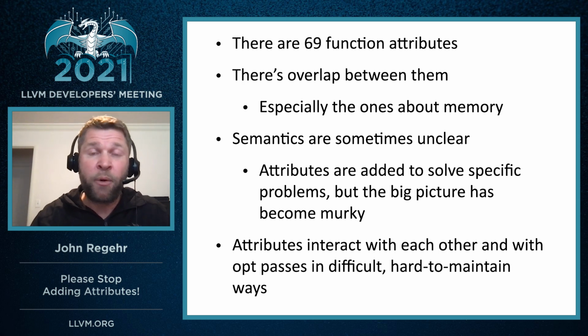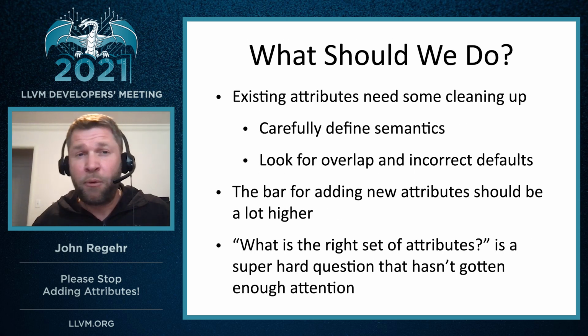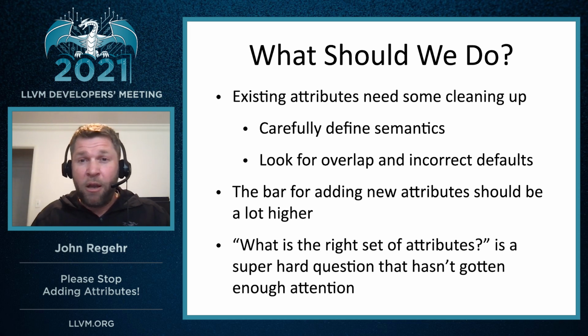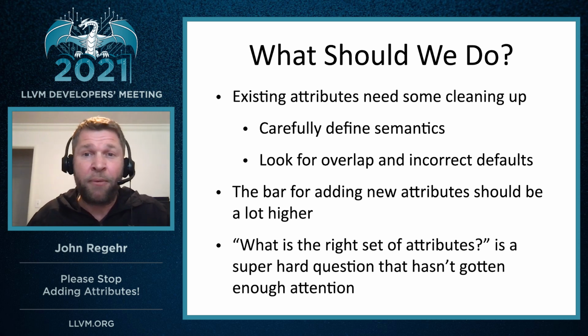The question is, what do we want to do about it? Basically, here's what we think. We think that the existing set of attributes needs some cleaning up. We need to carefully define the semantics, and even maybe formally define them, as we're often trying to do in Alive2. We need to look for overlap between different attributes and look for places where the defaults are set incorrectly. What we'd like is a minimal orthogonal set of attributes, and that's not really what we seem to have right now.